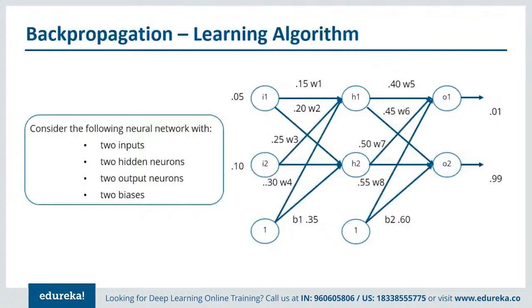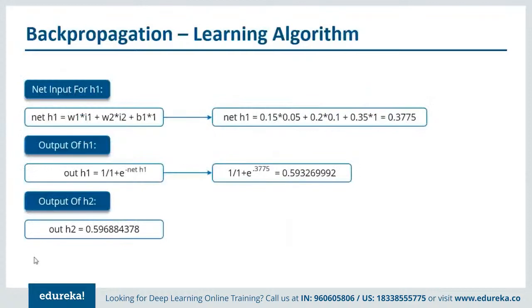The net input for this particular H1 will be W1 into I1, that is the first input, plus W2 into I2 plus B1 into 1, which gives us the answer as 0.3775. Similarly, the output for H1 will be the output after the activation function. We are using the sigmoid function here because our brain also uses sigmoid functions, that's what we believe, and at the same time, it is easily differentiable. And if you differentiate it twice, you get the same number. So the output of H1 will be 0.59 something.